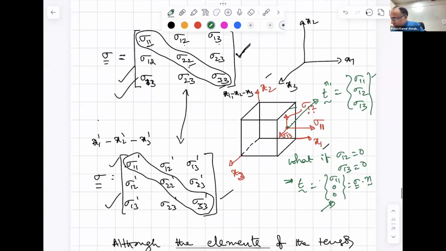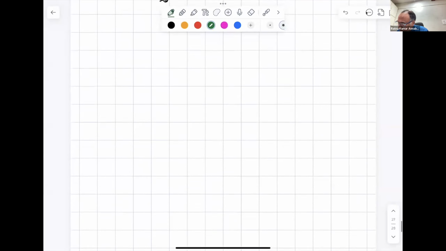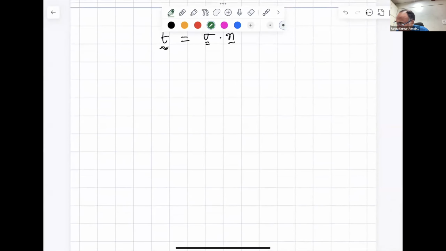So that means if on this plane the shear components are 0, that means sigma 12 and sigma 13 are 0, then you have only one normal component, right? What is such a plane called? You have a plane on which shear stresses are 0. That plane is called the principal plane, and the normal stress in that direction is the principal stress.